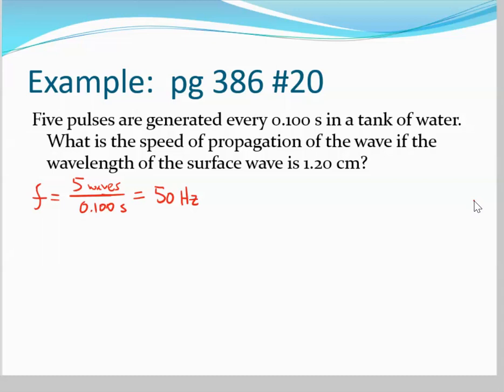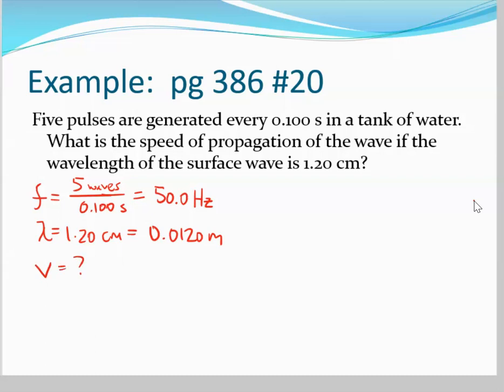And let's see, oops, I gotta watch sig figs here. The 5 is infinite as far as sig figs go, and then they gave me 3 sig figs in the time, so I need to keep 3 sig figs there. And then they gave me wavelength, so lambda is 1.2 centimeters, but that's not very nice. I like to have that in meters. So let's move the decimal back 2 places. Okay, so 0.0120 meters. And I am looking for speed, or V.